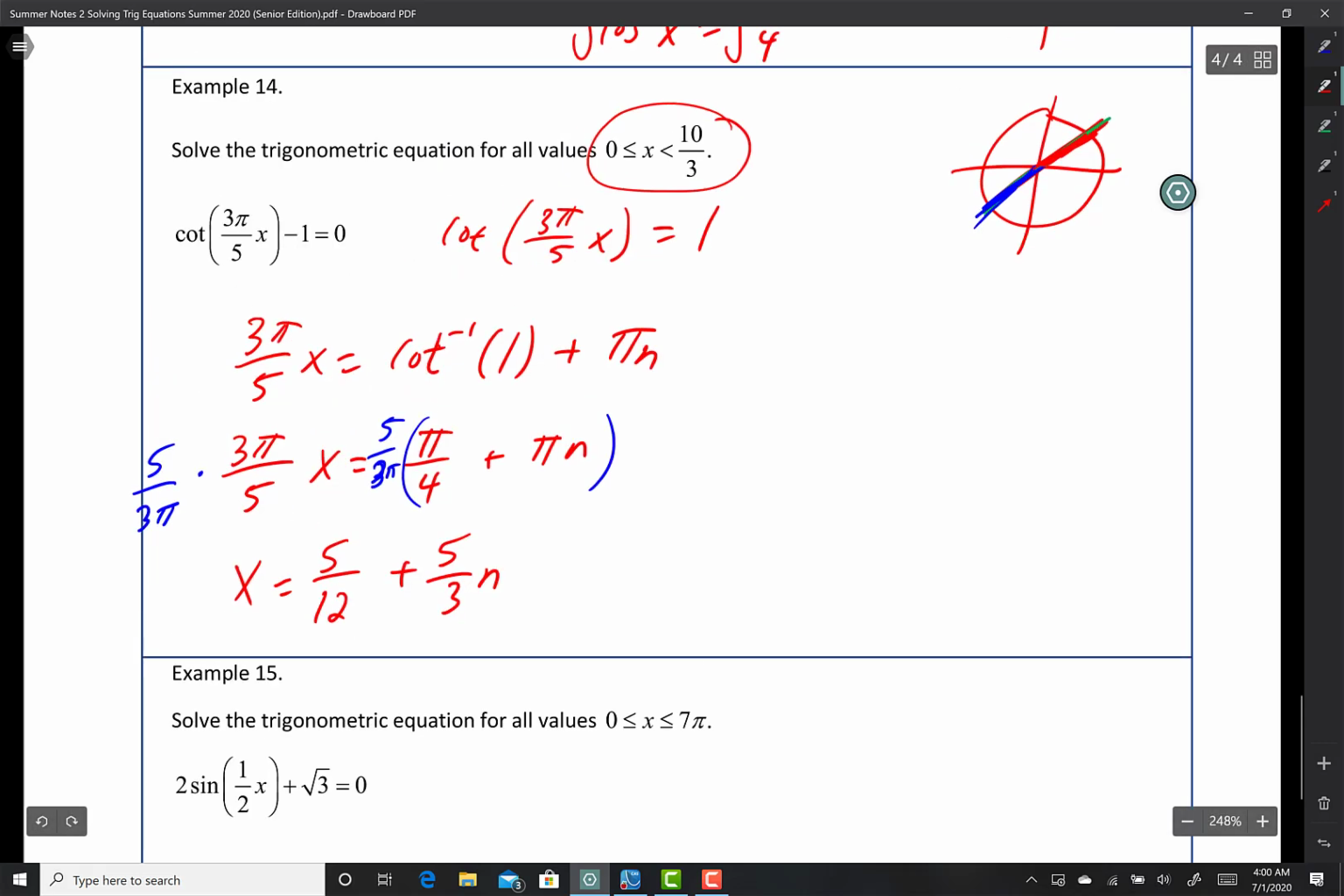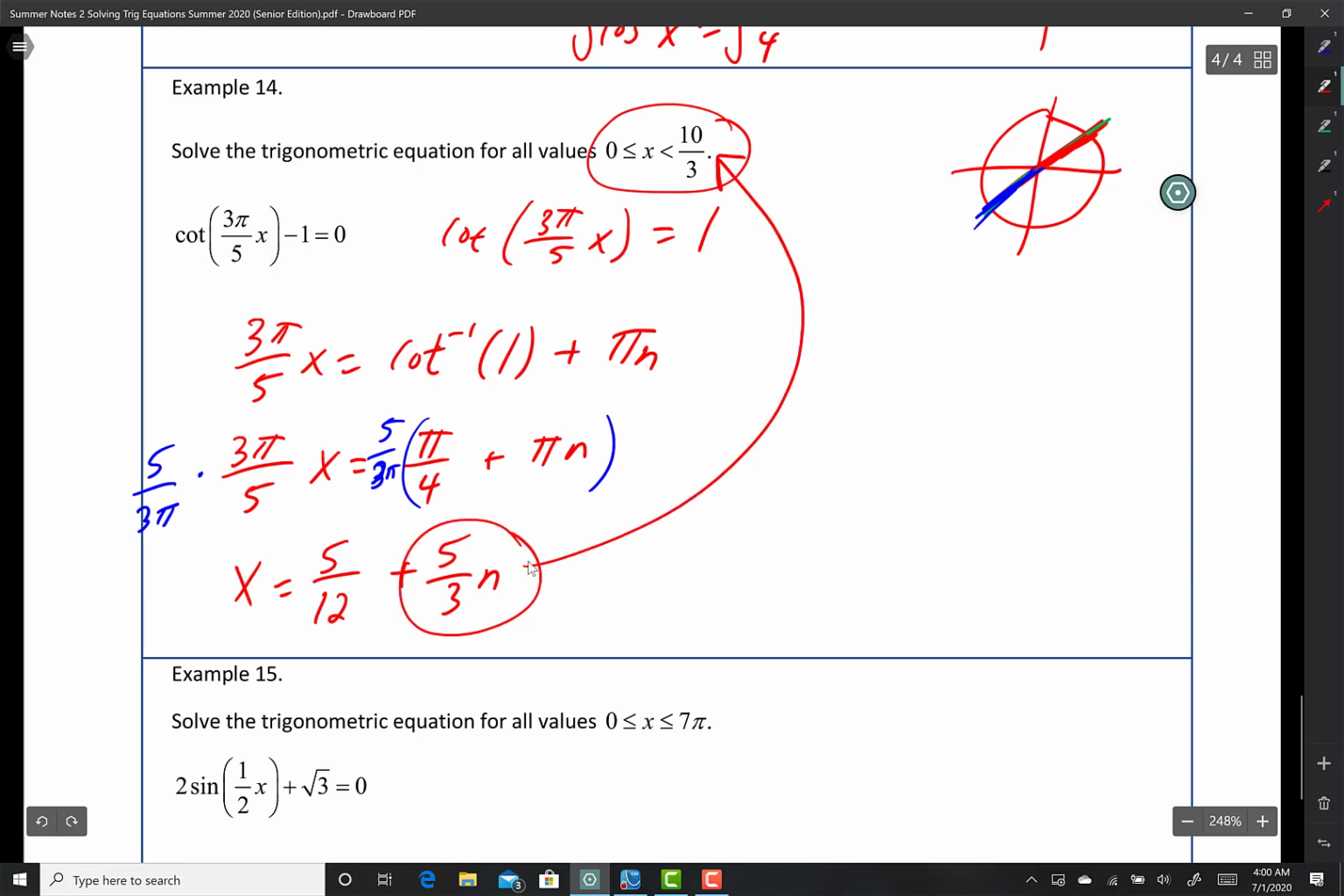Now, check it out. I want you guys to notice that 5 over 3, if I add 2 of these guys, I'm going to get to 10 over 3, right? 5/3 plus 5/3 is 10 over 3. So 5/12 is definitely a number below 10/3. And if I add 5/3 to it, it's definitely going to give me another solution. So what are my answers? My answers are for sure 5/12. And then 5/3 is half of 10 over 3. So yes, you can add it to the 5/12.